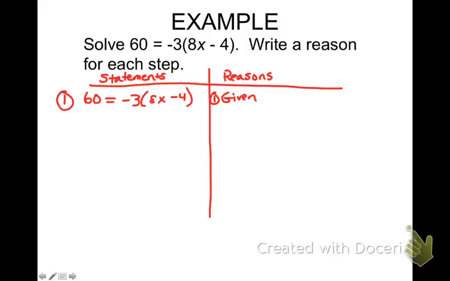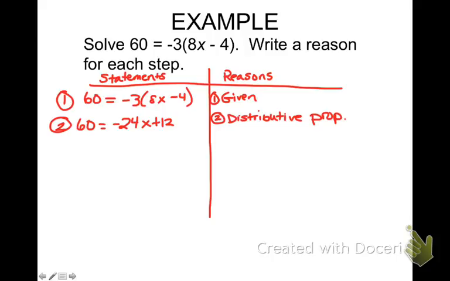I personally would multiply. I like that idea. Let's do that. So let's distribute that negative 3 to 8x to get negative 24x, and then a positive 12. So what am I going to write for my reason on the right side? Distributive property. Good. Distributive property.